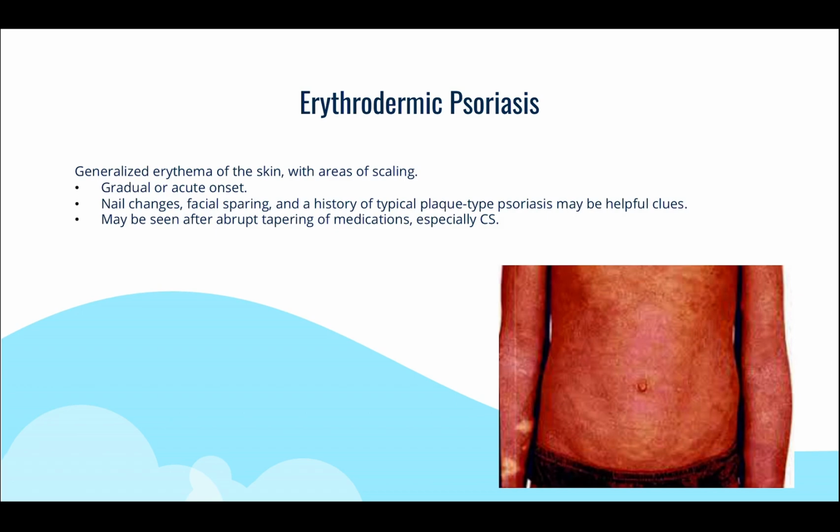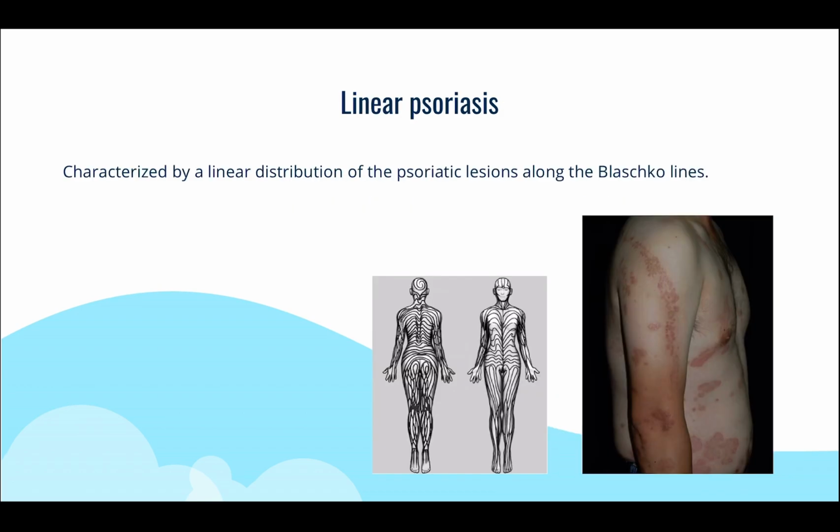For erythrodermic psoriasis, there will be generalized erythema of the skin with areas of scaling. It can start gradually or acutely, and there are some hints that can guide you to the diagnosis, such as finding some nail changes, facial sparing, as well as the typical plaque-type psoriasis in the history and in the examination. It can be seen after the abrupt withdrawal of corticosteroids as well.